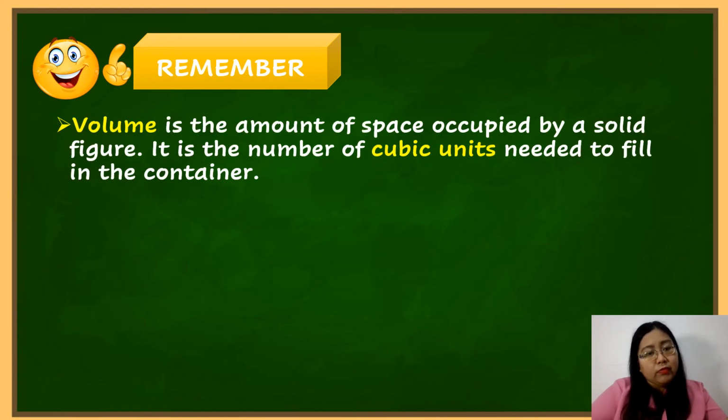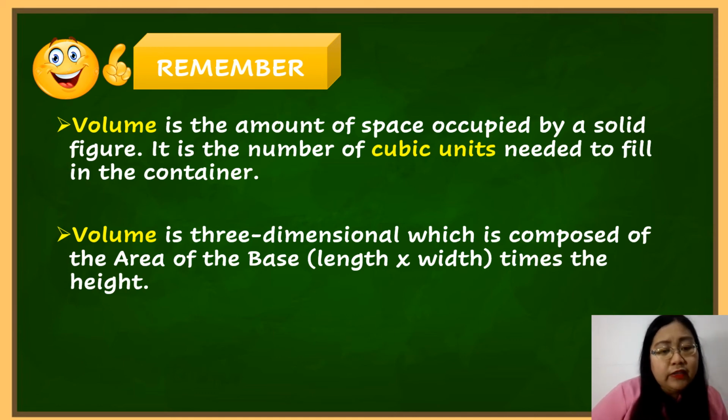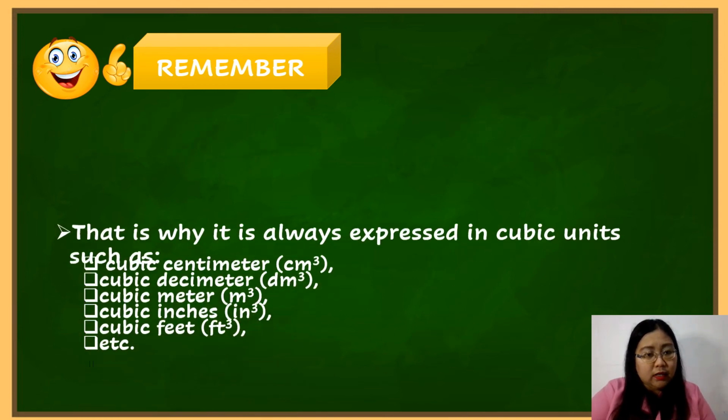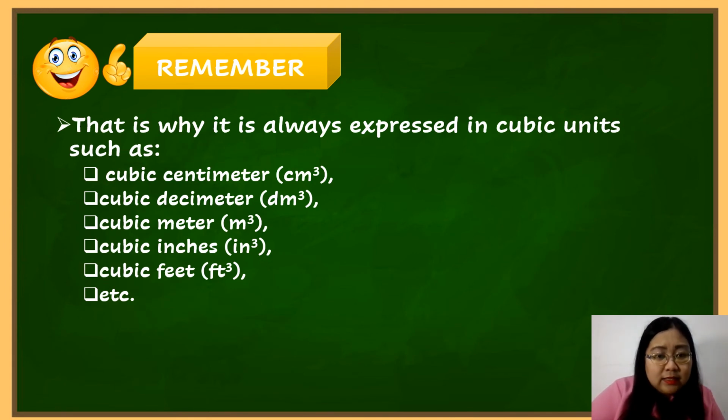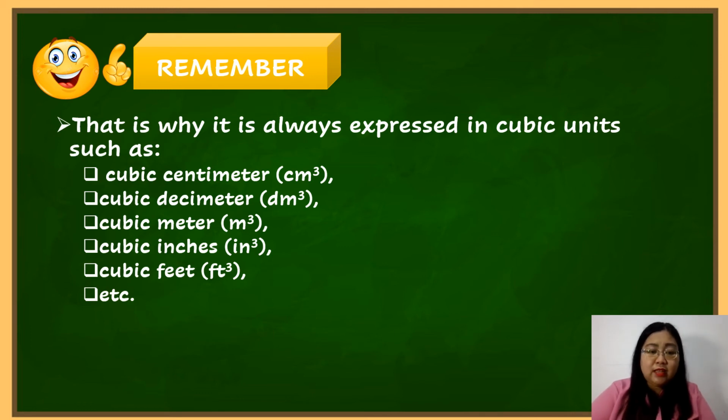Remember, volume is the amount of space occupied by a solid figure. It is the number of cubic units needed to fill in the container. Volume is three-dimensional, which is composed of the area of the base, length times width, times the height. And that is why it is always expressed in cubic units such as cubic centimeter, cubic decimeter, cubic meter, cubic inches, cubic feet, and etc.